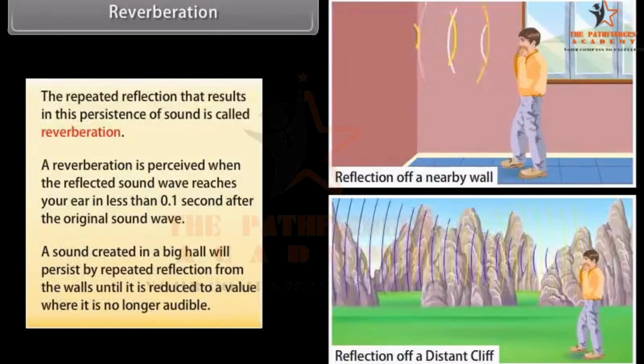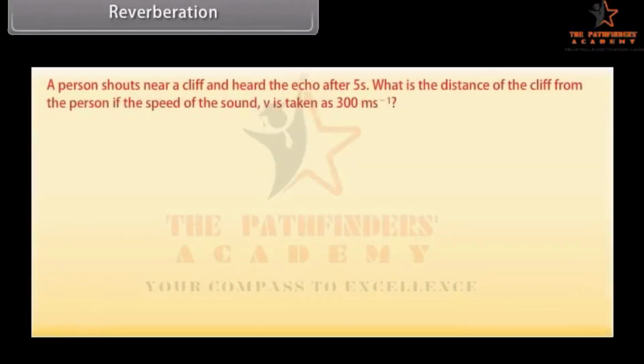Let's now solve a problem. A person shouts near a cliff and hears the echo after 5 seconds. What is the distance of the cliff from the person? If the speed of the sound, v, is taken as 300 meters second raised to the power minus 1. Given that the speed of sound v is 300 meter second raised to the power minus 1.